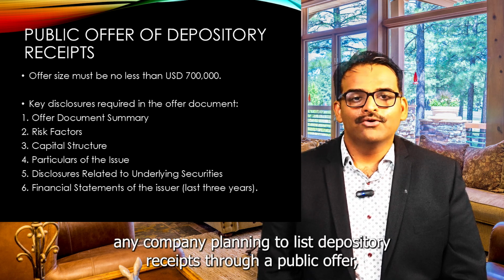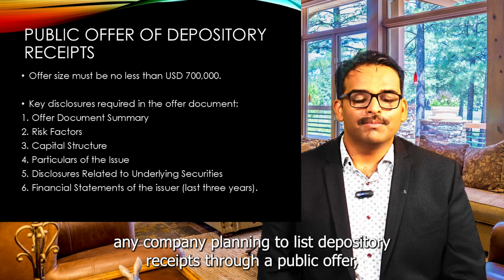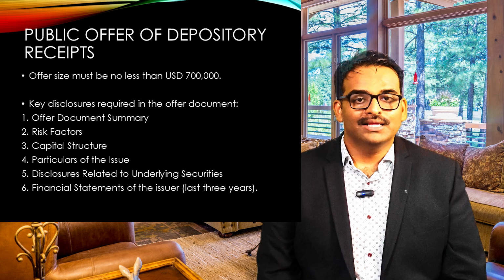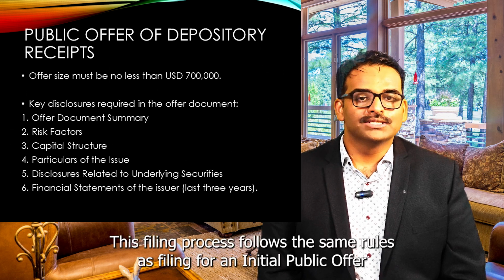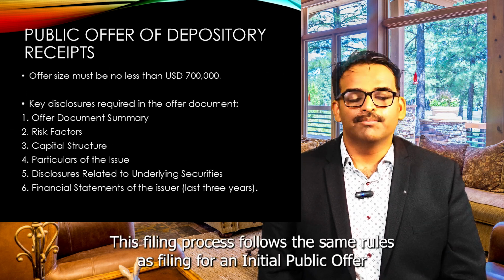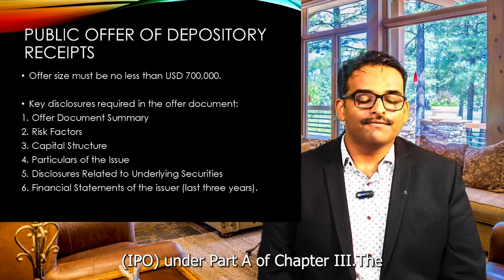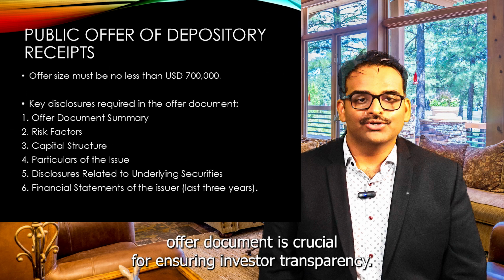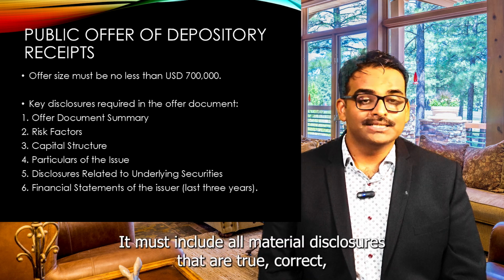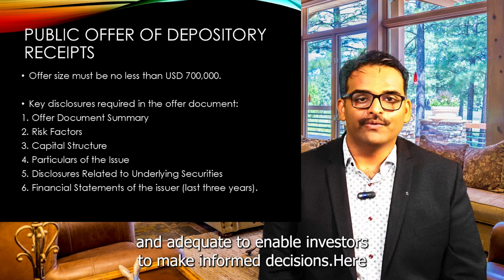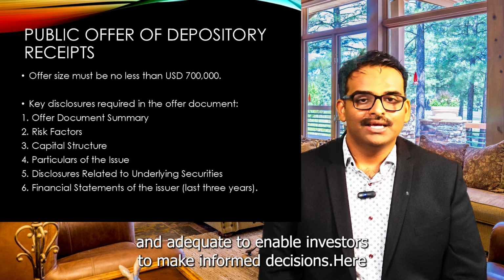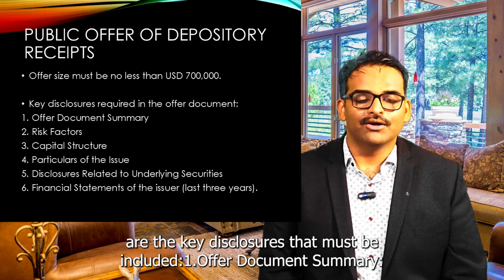For any company planning to list depository receipts through a public offer, the next step is to file a draft offer document. This filing process follows the same rules as filing for an initial public offering under Part A of Chapter VIII. The offer document is crucial for ensuring investor transparency. It must include all material disclosures that are true, correct, and adequate to enable investors to make informed decisions. Here are the key disclosures that must be included.